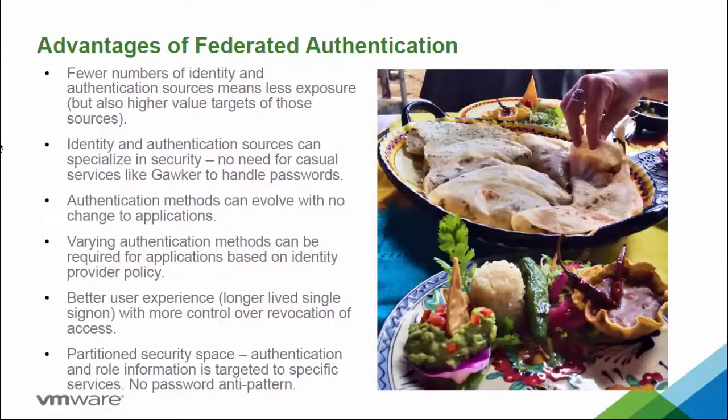But I think the model is good to have fewer. And I don't want just one. There's a lot of times I hear people say, "Couldn't I just have one?" I don't want just one. I want multiples, but I want a few multiples, not 200 like I would have if I had an account at every application. Okay, so identity and authentication sources can specialize in security.